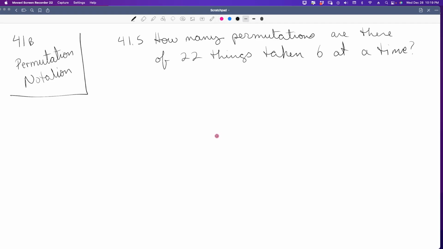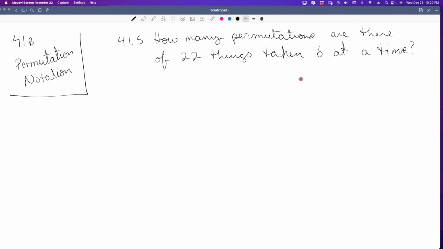So we're in lesson 41B, permutation notation. We've worked specific permutation problems, but we've kind of avoided the general notation for this type of problem, which is basically the formula for permutations. Now remember, with permutations, we are not allowing repetition. So we're going to subtract 1 every time we move forward.